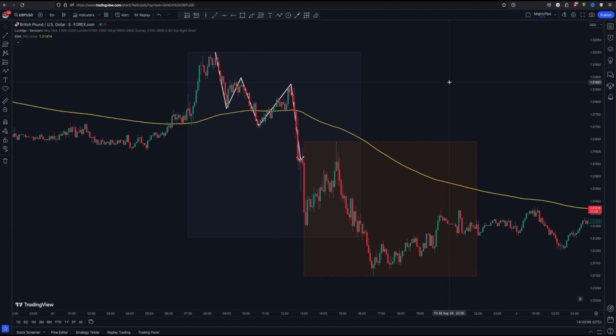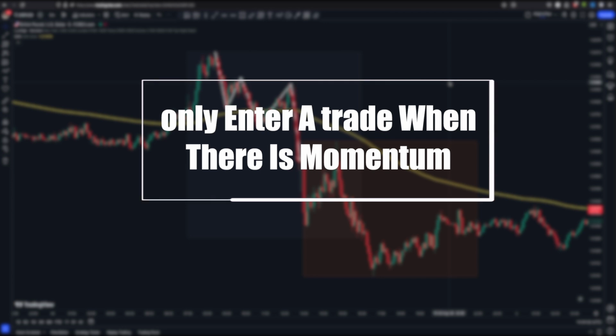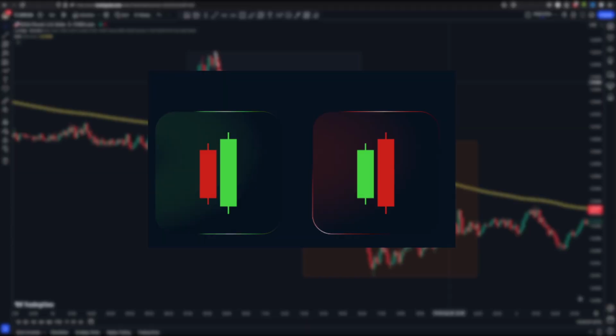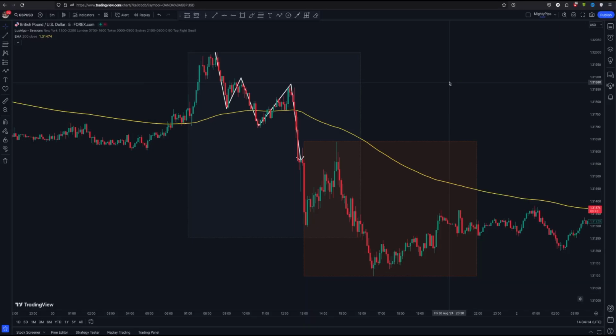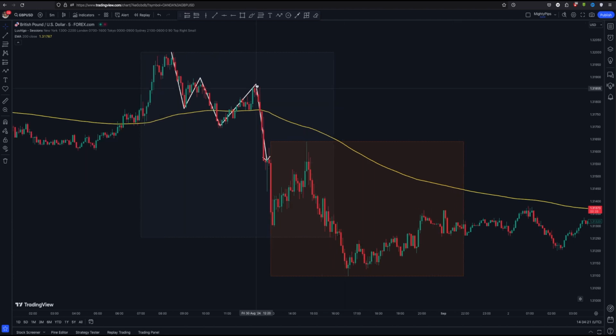So rule number 3 that we have to always consider before taking any trade is we will only enter when there is a strong momentum in the market, which can be represented by an engulfing candle, either bullish or bearish, depending on which direction you're looking to take the trade in, and the previous candle is the opposite candle to the engulfing candle. For example, if you're going in for a sell, you're only looking to enter if there is a bearish engulfing which engulfs the previous candle, which should be bullish.